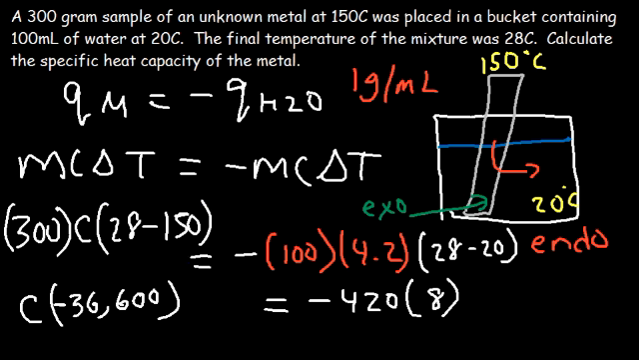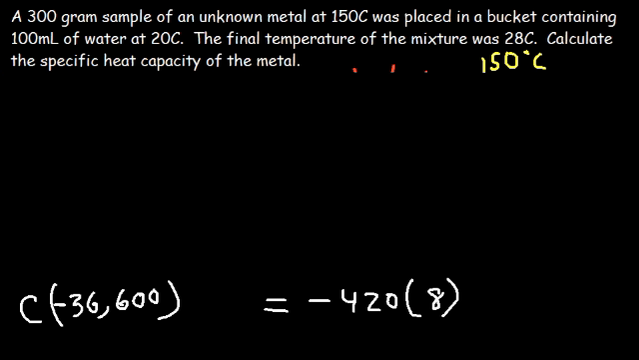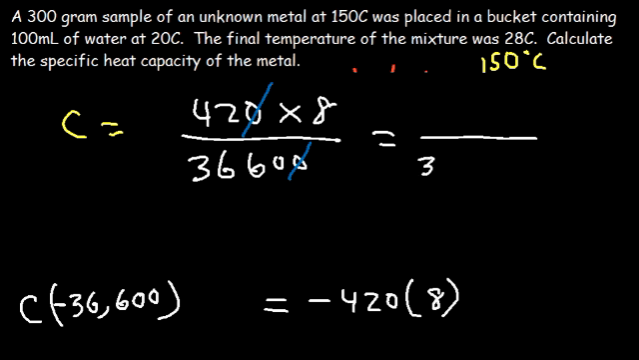So now, to solve for C, we need to divide both sides by 36,600. So C is going to be equal to 420 times 8 divided by 36,600. So we can cancel a 0, and 3660 is the same as 366 times 10. And so we have 42 times 8 on top.